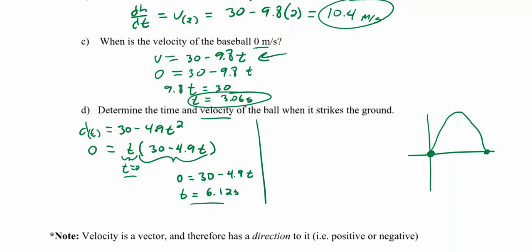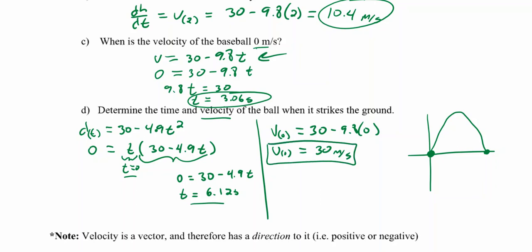Okay, so that's our formula for velocity. So for velocity, we're just going to plug it in. So that would be v of 0. The velocity at 0 would be 30 minus 9.8 times 0. So v of 0 would be 30 meters per second. Okay, so that's how fast it starts, right? It's going up at 30 meters per second.